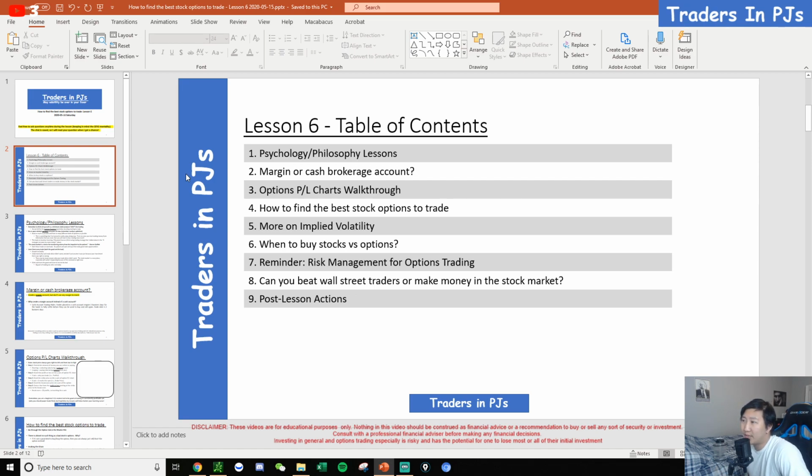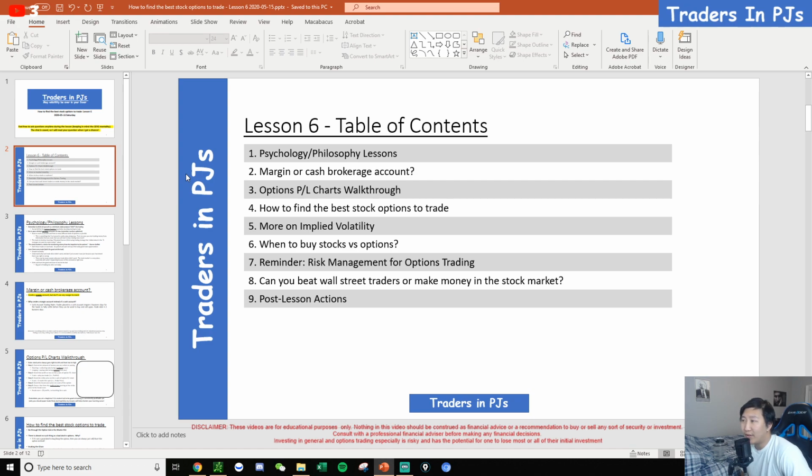And then we're finally going to talk about the meat of this lesson, which is the best stock options to trade by using the option tab on the master file. And then remember, the master file can always be downloaded in the link in the description below, completely free. And more on implied volatility.